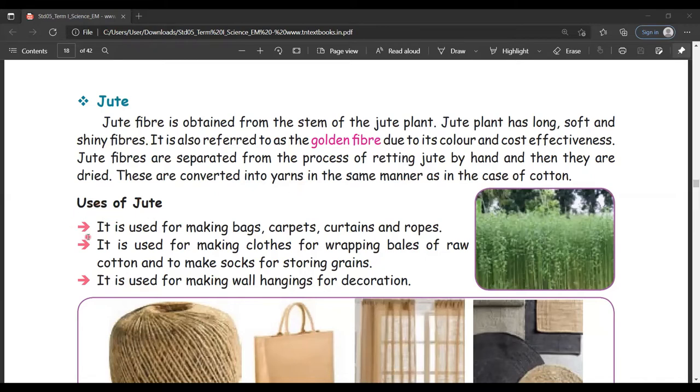Uses of jute. Jute is used for making bags, carpets, curtains and ropes. Jute is used for making clothes, for wrapping bales of raw cotton and to make sacks for storing grains.